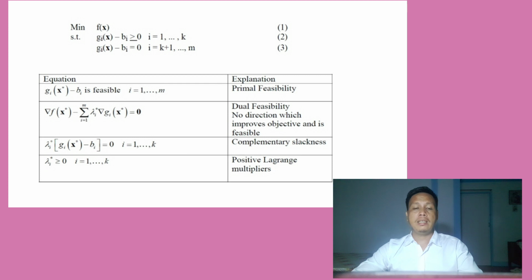dual feasibility, and the same as the previous conditions, complementary slackness for condition 3, and the fourth condition is the positive Lagrange multiplier, which is lambda_i must be greater than or equal to 0. So if the Lagrange multiplier lambda_i is negative, we have to drop the constraint.